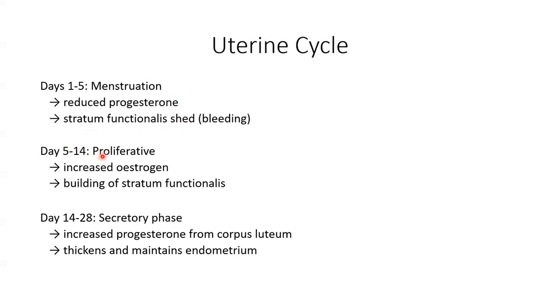Days 5 to 14, we have our proliferative phase. We have increased estrogen, also a bit of increased progesterone. It's building back up that stratum functionalis. The second part, day 14 to 28, is our secretory phase. The increased levels of progesterone from the corpus luteum will thicken and maintain the endometrium, and cause all the blood and nutrients to go to that layer just in case that fertilized egg implants.